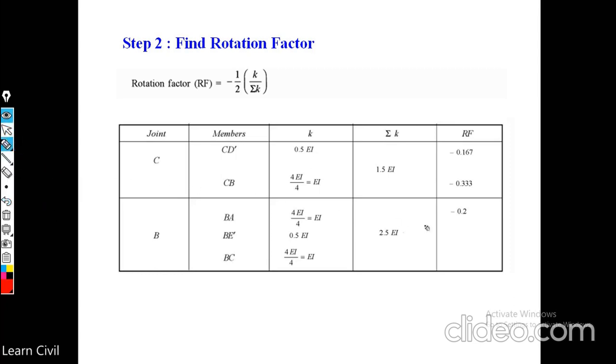Therefore the rotation factor for BA will be equal to EI divided by 2.5 EI, so that will be equal to minus 0.5 EI. Similarly for BE, the rotation factor is equal to 0.5 EI divided by 2.5 EI, so that will be equal to minus 0.1 EI. Similarly, the rotation factor for member BC will again be equal to minus 0.2. This is how the rotation factors are calculated.